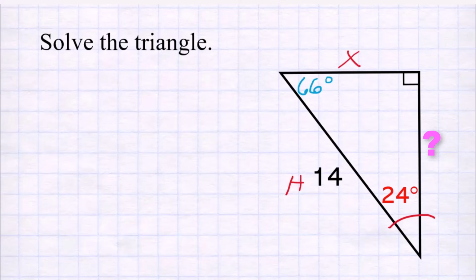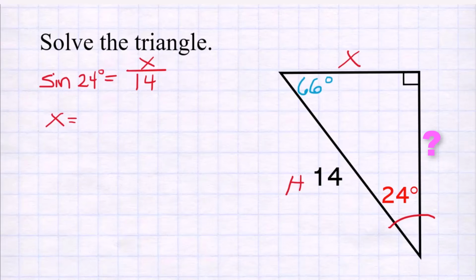X here. So the sine of 24 degrees equals opposite over hypotenuse. Now remember, there's a 1 underneath the sine of 24, and you cross multiply. X times 1 is x, and that equals 14 times the sine of 24 degrees. Run that through in the calculator, and we're going to get a side length.